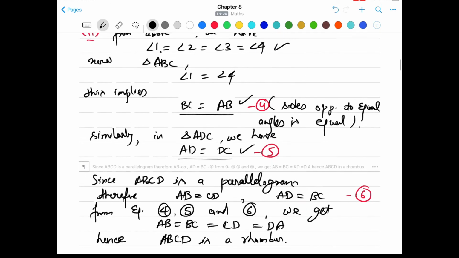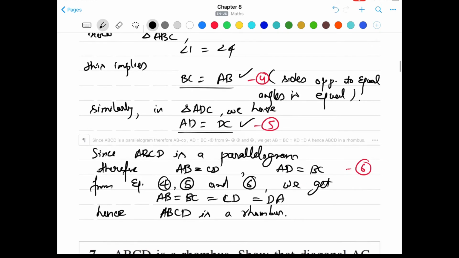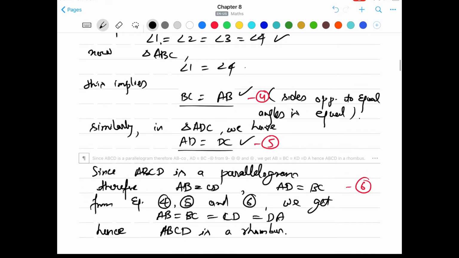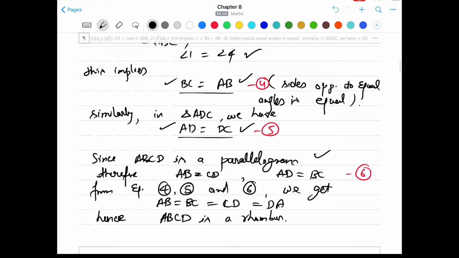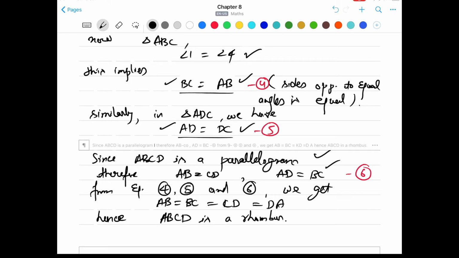So what we did here is we proved that all four sides are equal. First we proved that by the angles, the sides opposite equal angles are equal, similarly the sides opposite equal angles are equal. So we got two pairs of adjacent sides equal, and since ABCD is a parallelogram, its opposite sides have to be equal. So from equations 4, 5 and 6 we got all four sides of this parallelogram are equal, hence ABCD is a rhombus.